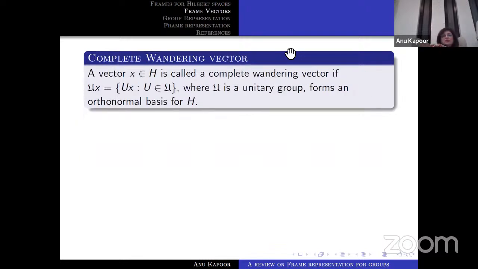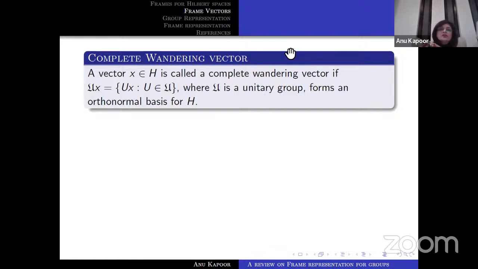So now we move on to a few definitions, and we try to generate frames through a fixed vector. One thing is we have the frames. Now we are trying to generate the frame through fixed vectors. And the first in line is the complete wandering vector. What is a complete wandering vector?